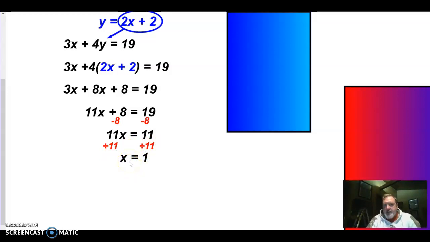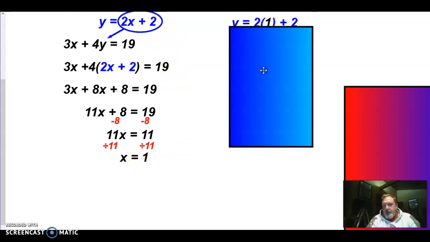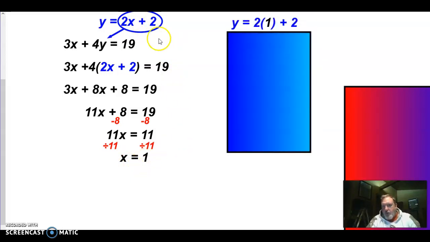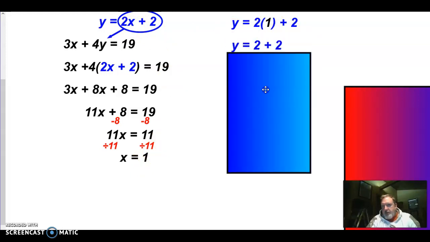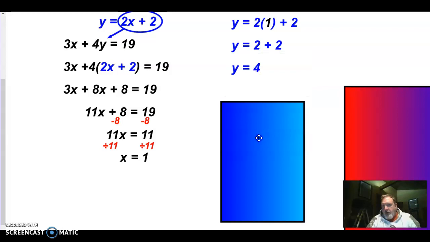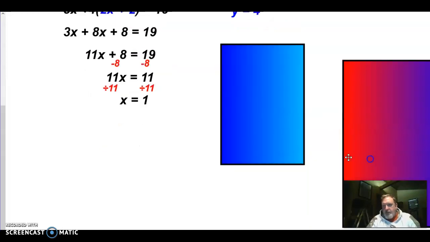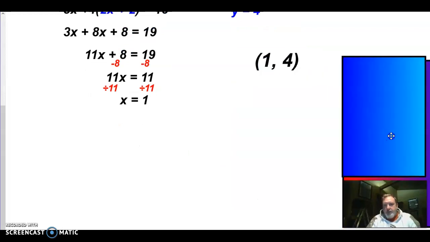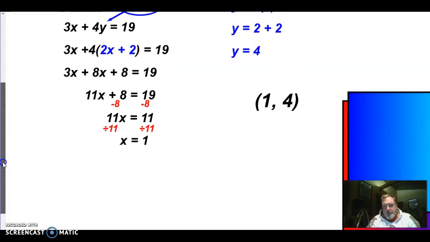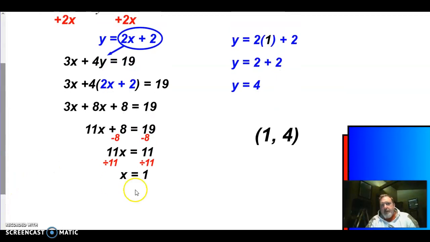Now that I know what x equals, I can plug it back into this equation, and that's what you're going to see here. So I plugged 1 in for x in this equation, and 2 times 1 will be 2, giving us y equals 4. And now I'll move this out of the way here. And I almost broke rule 1 there. We've got to make sure we write our ordered pair. So x is 1. Plug it back in here. y is 4. So our last step again, write your ordered pair.